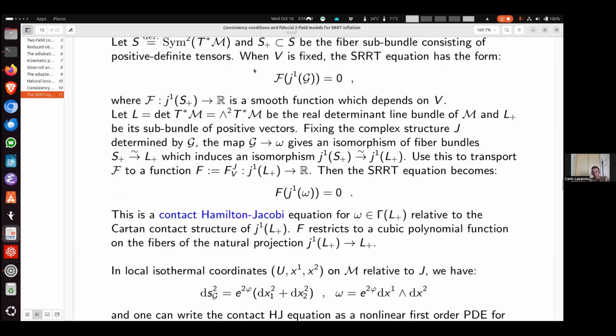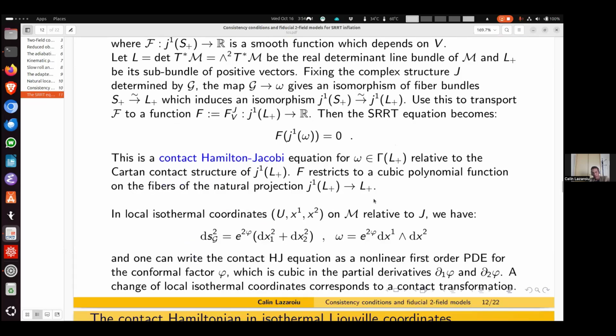But yes, that's a key conceptual point. So here I'm giving you without formulas. In a moment, you'll see very complicated formulas. And this contact Hamiltonian F is very complicated. So the point is that once you fix this conformal class of the metric, the SRRT equation becomes a contact Hamilton-Jacobi equation for the volume form of the metric. The volume form of the metric you can view abstractly just as a section of this bundle of positive half lines, L plus. And of course, this contact Hamiltonian is defined on J1 of L plus, which carries, as everybody knows, the Cartan contact structure. It's a natural contact structure on the first order jet bundle.